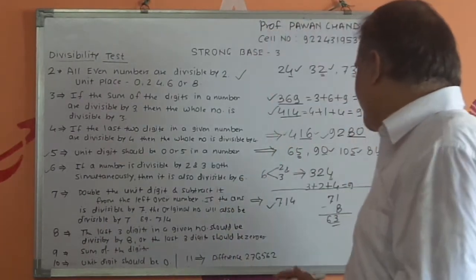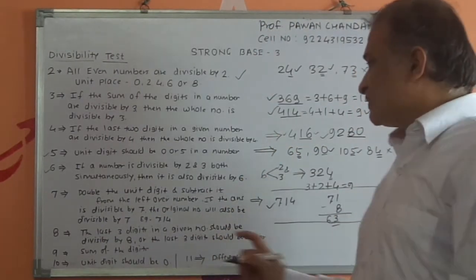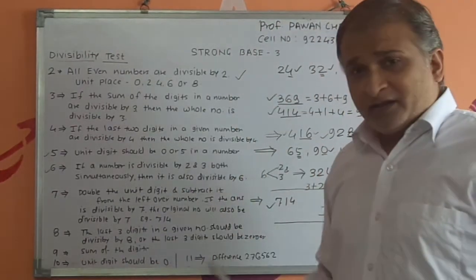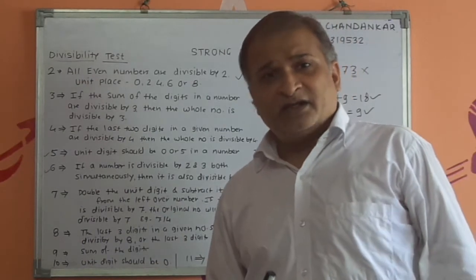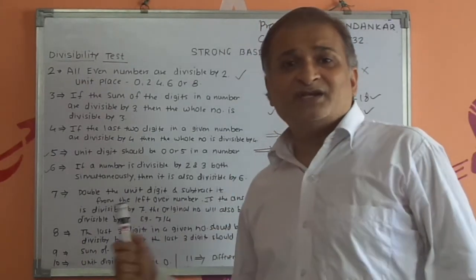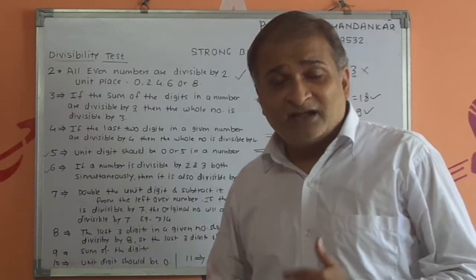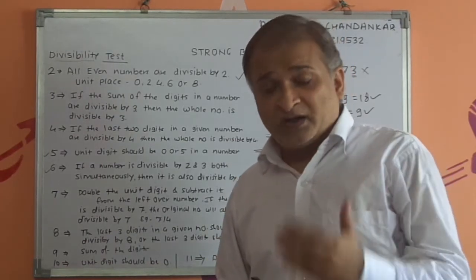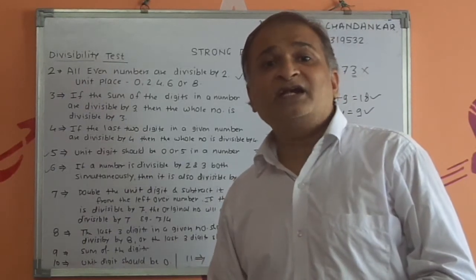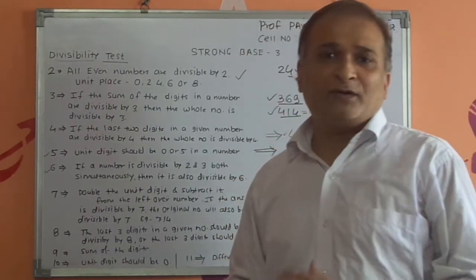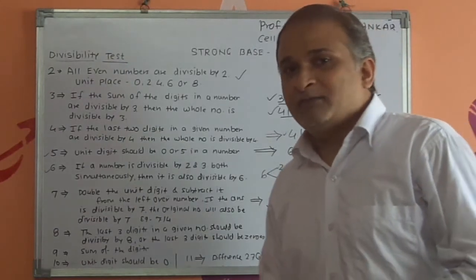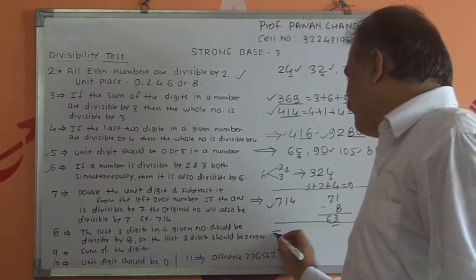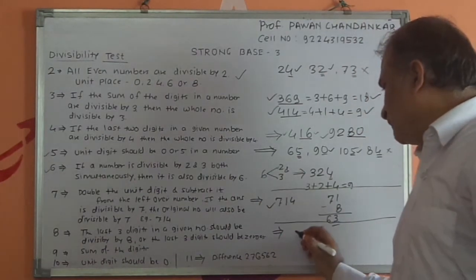Right? Proceeding further for the test of 8. What is the test of 8 kids? Here, in order to understand the test of 8, we have to see the last 3 digits in a given number. If the last 3 digits in a given number are divisible by 8, or else if the last 3 digits end with zeros, then that particular number is divisible by 8. Right kids? Take for an example the divisibility of 8.